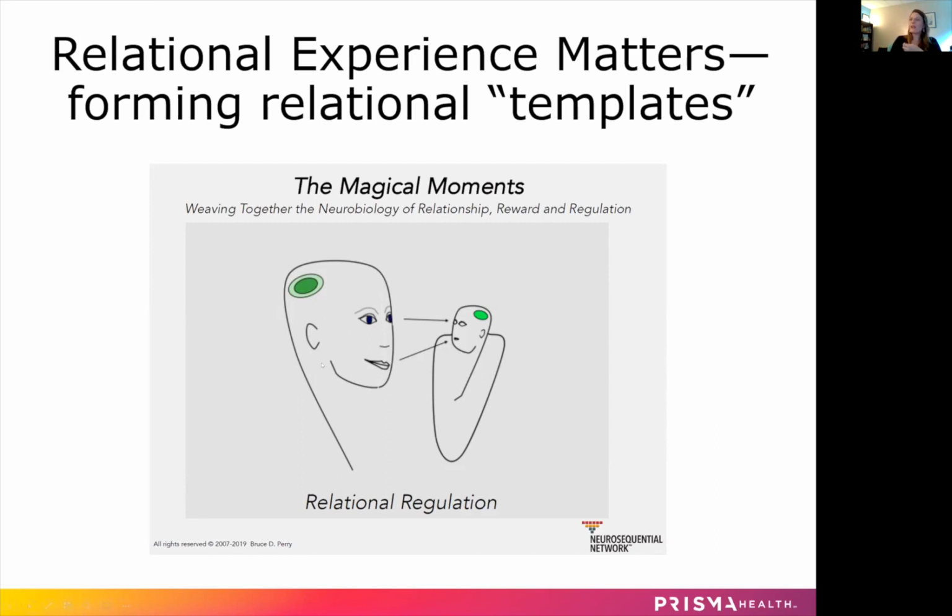And so hopefully, baby is learning, I get my needs met and I get regulated when people are around me. And so this little green brain baby is learning people are great, and when people are around and when they care for me, I feel regulated. Now, unfortunately, this is not the experience that every child has.